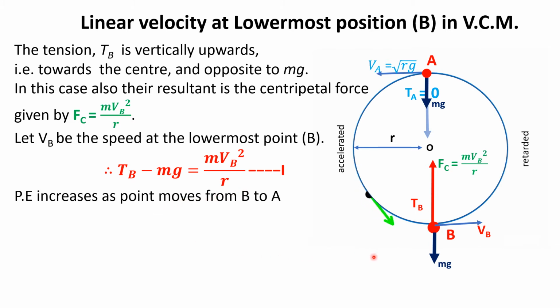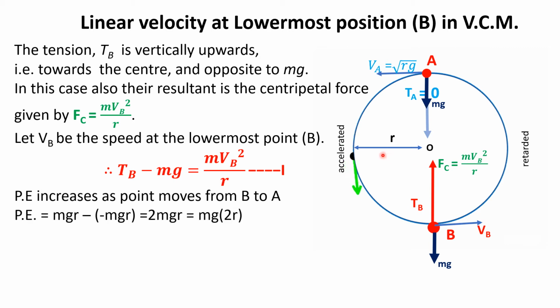As we know, when the bob is moving from point B to A, its potential energy increases and kinetic energy decreases. Hence, the motion along the path B to A is called a retarded motion, whereas when the bob is moving from point A to B, its potential energy decreases and kinetic energy increases. Therefore, the motion along the path A to B is called an accelerated motion.